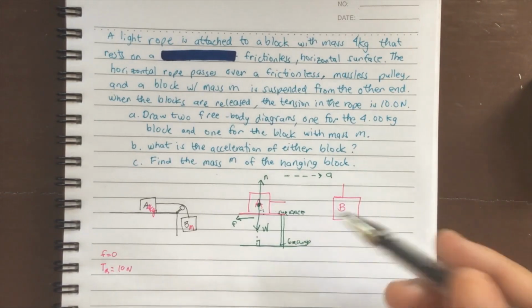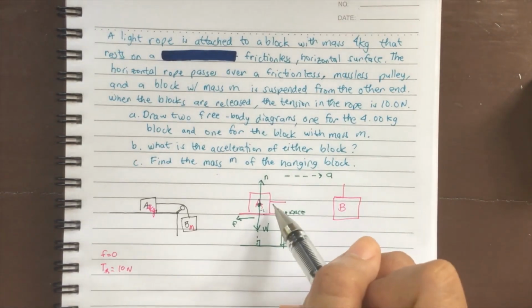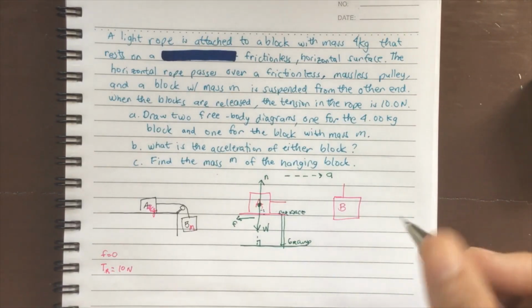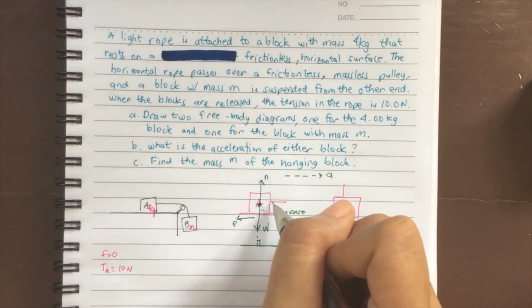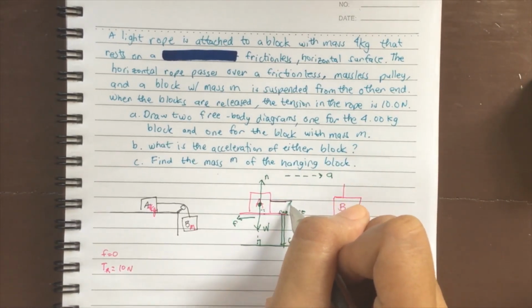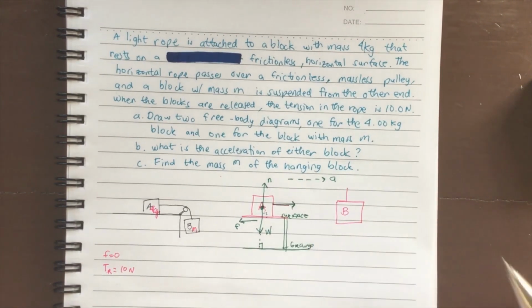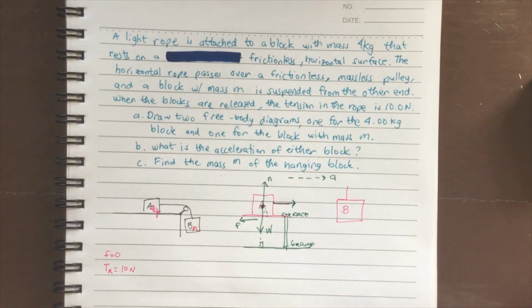Okay, and then the last one, since you have a rope right here, you will have another force which we call your tension force. Tension force is always drawn away from your object, with the direction of your rope. Since the rope is going to the right, you will have a pulling force going to the right. Okay, so now we're done.